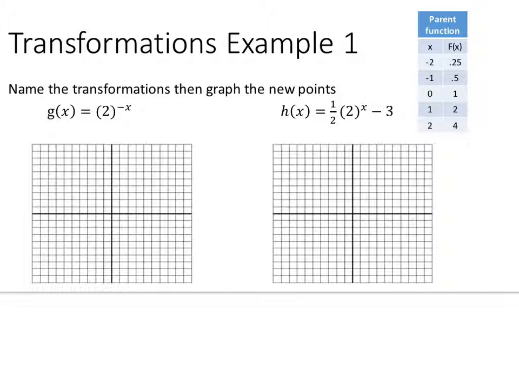Okay, so this is example 2. These are just slightly different. So I want to name the transformations, then graph the new points. This is actually a brand new transformation here, this -x. We haven't really talked about it, but if you just look here, this is like -1 times x.